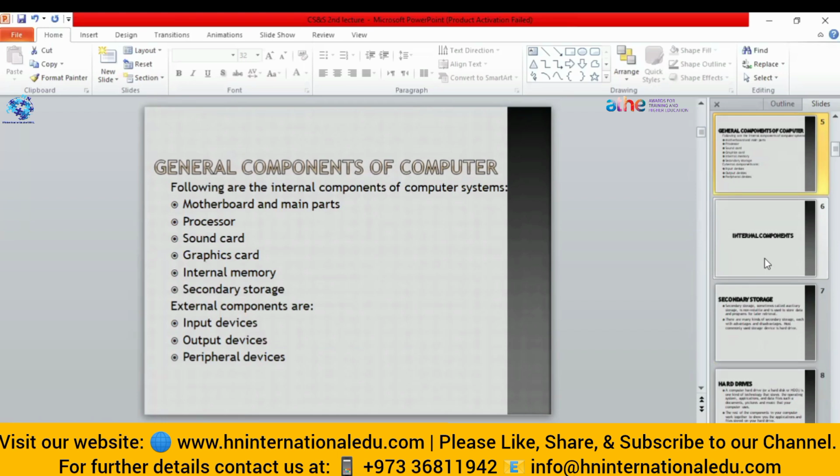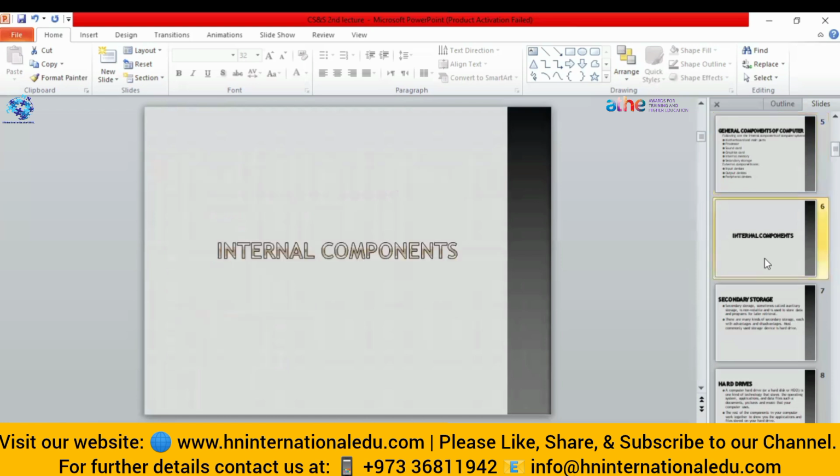So these are the general components of the computer system that almost every type of computer includes. These components are the motherboard and all the components that are etched on the motherboard, processor, sound card, graphics card, internal memory, secondary storage, and external components, which include input devices, output devices, and peripheral devices. We will discuss all these in detail. Now, we will start from the internal components.